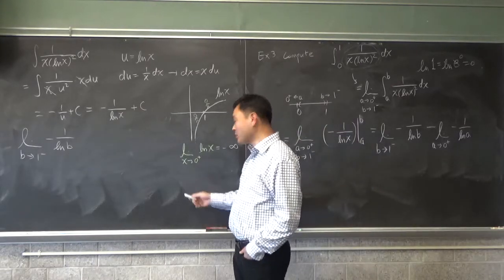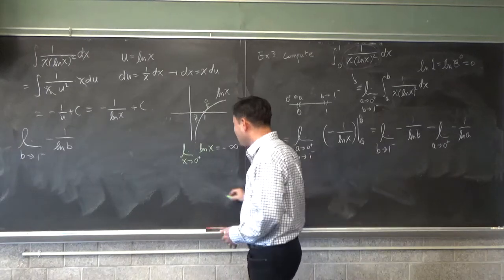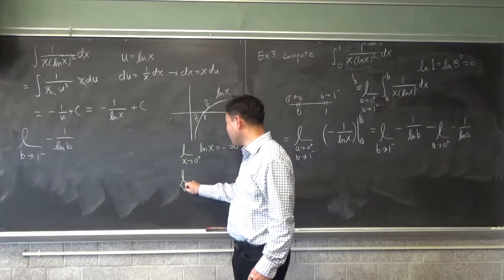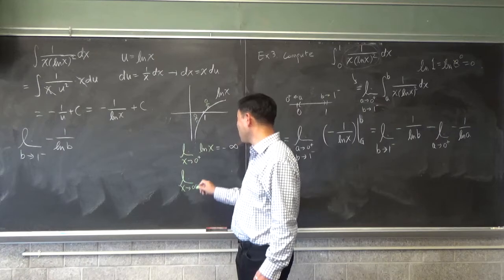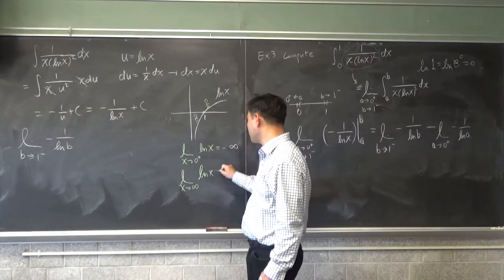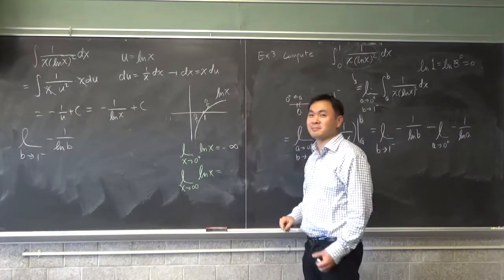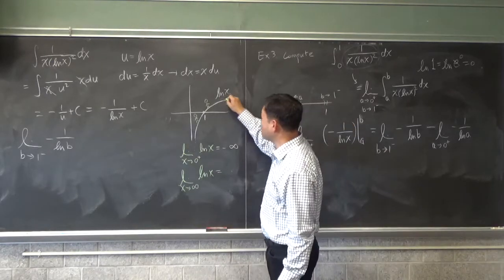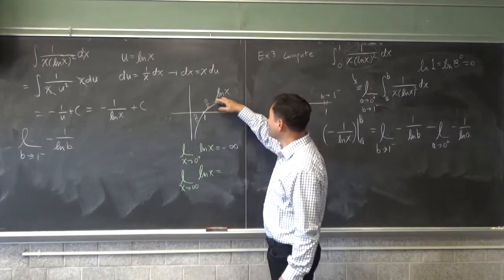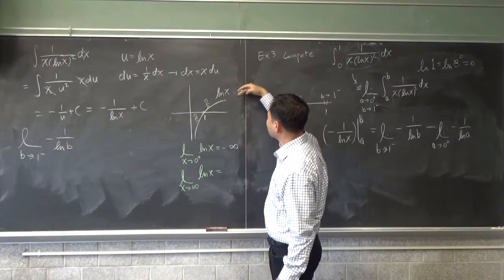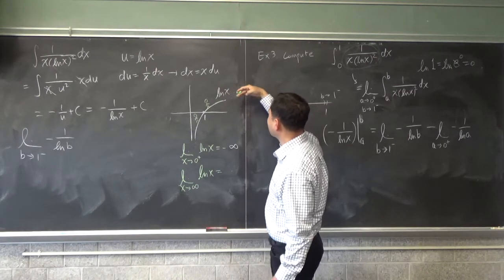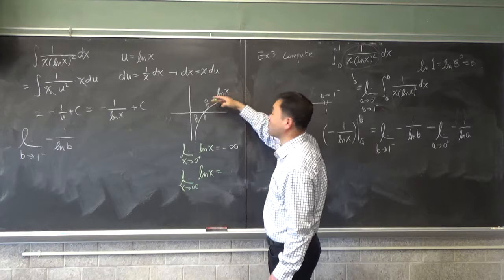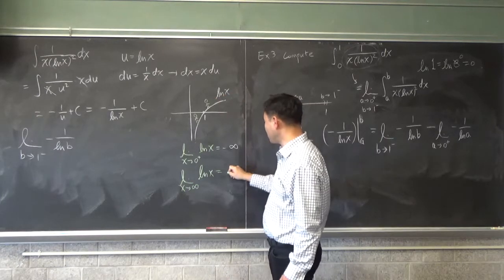Okay, but what about the other cases? What would be the limit of x going to infinity of ln of x? What is that as you go this way? Well, the slope does become less steep, but it still manages to go to infinity. So this would be infinity.